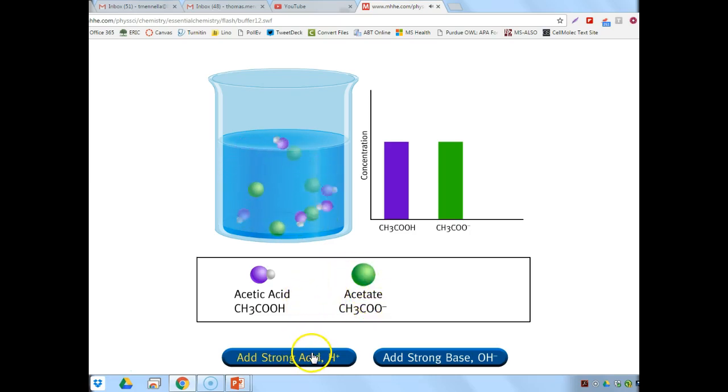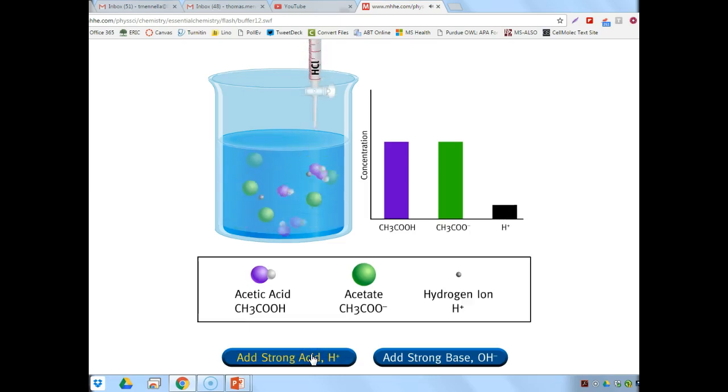Now let's add strong acid and see what happens. pH should go down if you add strong acid because you're adding free protons. So we add strong acid, and look what happened. That strong acid has linked up immediately with our strong conjugate base, and those protons are not free, and only free protons contribute to pH. And so the pH has remained steady because we have that strong conjugate base in there to absorb those protons.